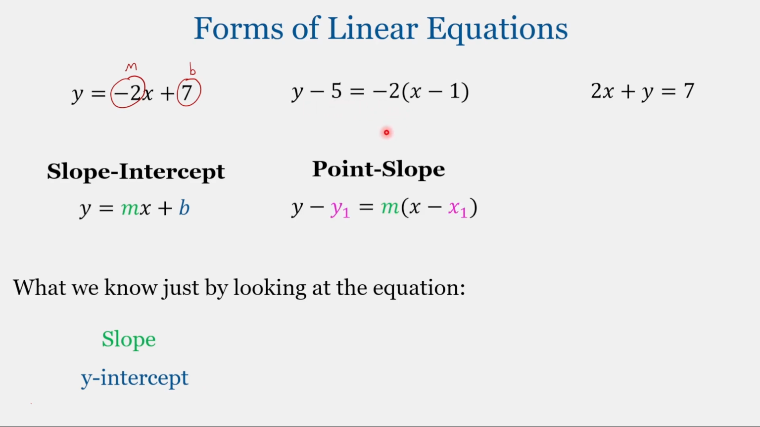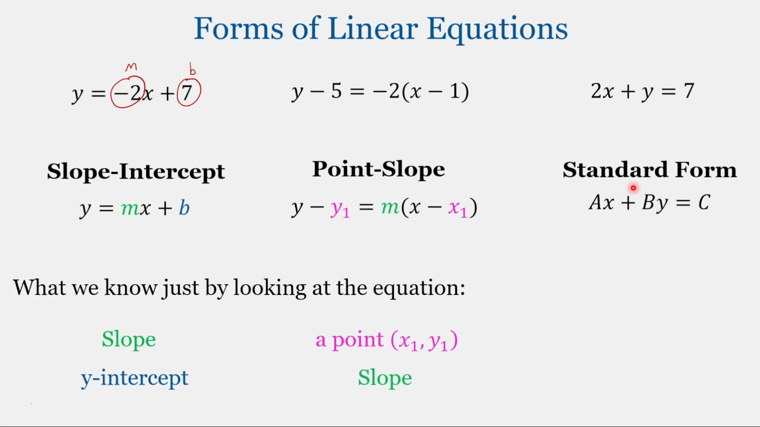This second equation, well, that's in point-slope form. So just by looking at this equation, you can get the slope of the line and the coordinates of a point that is on the line. And then finally, there is standard form, ax plus by equal to c. Standard form is commonly used and quite useful, as we'll see in future lessons. But unfortunately, you cannot get any information just by looking at the equation.